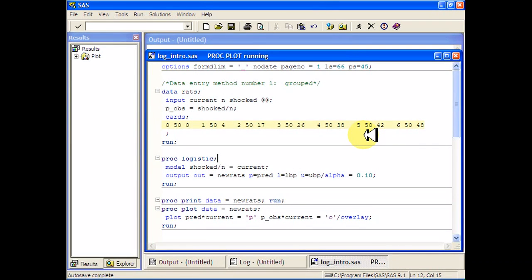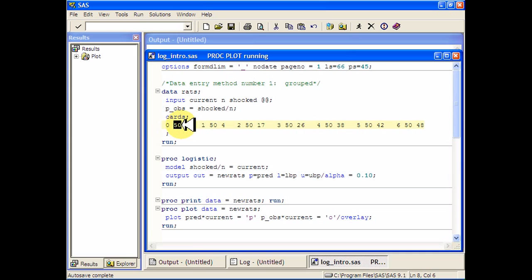Here's a basic introduction to the logistic regression procedure. So suppose I have this data set with a bunch of rats in it. 0, 1, 2, 3, 4, 5, 6. That first variable tells me how much current is going through the electric fence, and n tells me the sample size, the number of rats at each current level. So I have 50 rats at each current level.